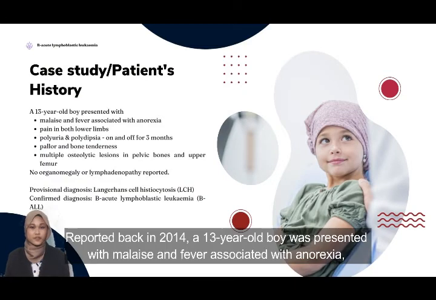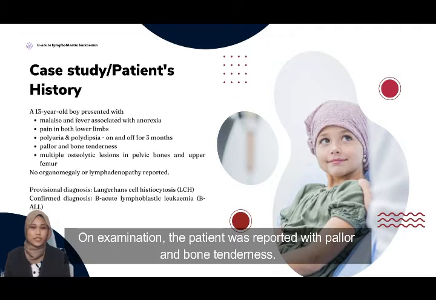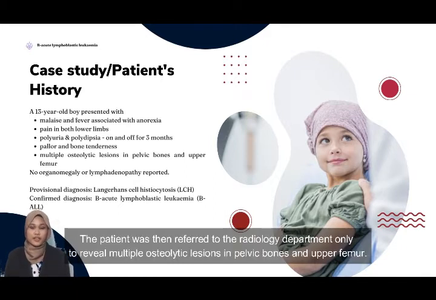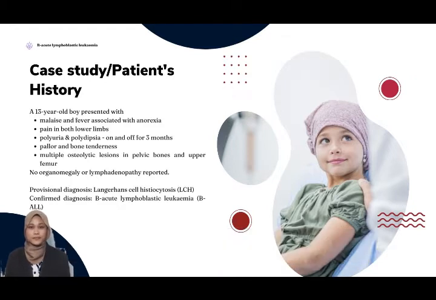Reported back in 2014, a 13-year-old boy presented with malaise and fever associated with anorexia, pain in both lower limbs, polyuria, and polydipsia, which had been on and off for 3 months. On examination, the patient was reported with pallor and bone tenderness. The patient was then referred to the radiology department, which revealed multiple osteolytic lesions in pelvic bones and upper femur. However, there was no organomegaly or lymphadenopathy reported.